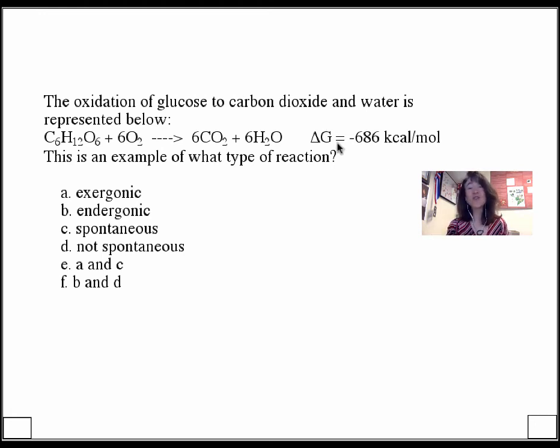And if we look at the overall delta G for this reaction, we'll notice that it's negative 686 kilocalories per mole. That is to say, overarchingly, this reaction is what? A, exergonic, B, endergonic, C, spontaneous, D, not spontaneous, or is it some combination thereof? I'll let you take a moment to go ahead and answer that question. And in fact, while you're doing that and thinking about that, I am going to write something else down.